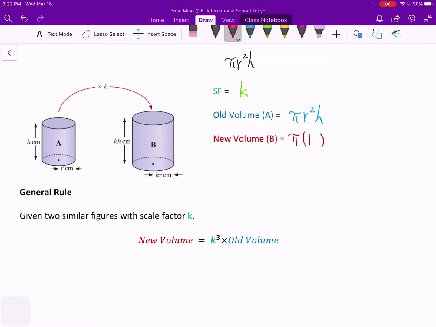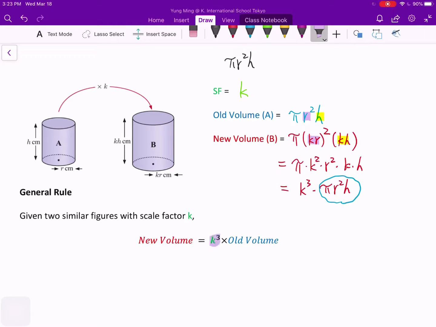But for the new volume, your r becomes kr, so we substitute that kr. Our h also becomes kh. So basically, we substitute the r with kr and h with kh. That will give us pi times k squared r squared times k times h. If we group pi r squared h together and put all the k at the front, we got k cubed times pi r squared h. But notice that this is actually our old volume. So that being said, we have our general rule on the bottom. Now, instead of having k squared, we actually have k cubed.